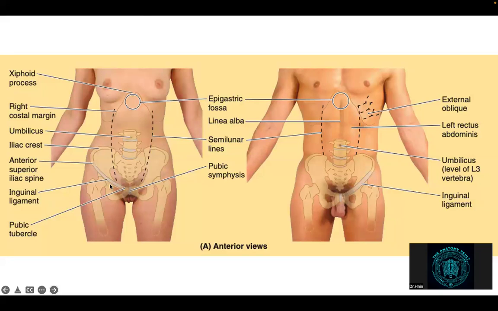And another one is the semilunar lines. In individuals with well-developed abdominal muscles, a curved groove can often be seen on either side of the rectus abdominis muscle. These grooves are known as semilunar lines, or linea semilunaris. They mark the lateral border of the rectus abdominis muscle and its sheath.